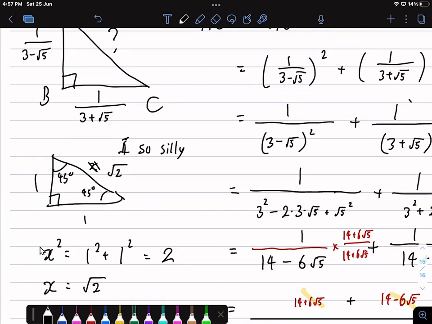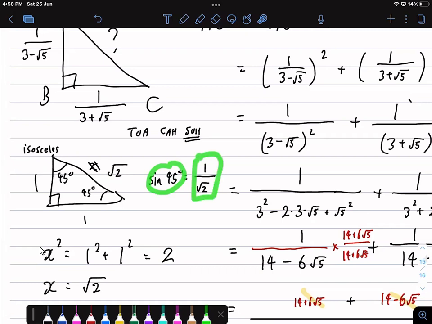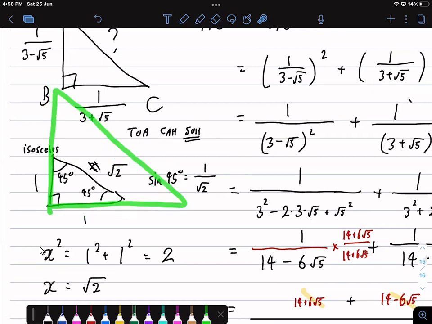So what's sine of 45 degrees? Can you remember? Sine 45 is opposite over hypotenuse, which in this case is 1 over square root 2. By the way, do you know that sine 45 degrees is a value that will stay the same regardless of the size of the triangle? Here I use 1, 1. If I double it, will sine 45 change?